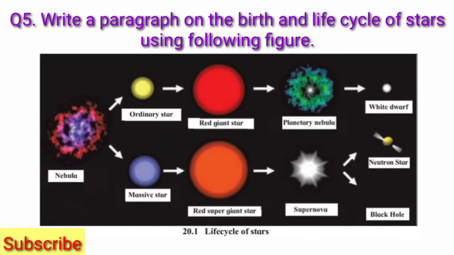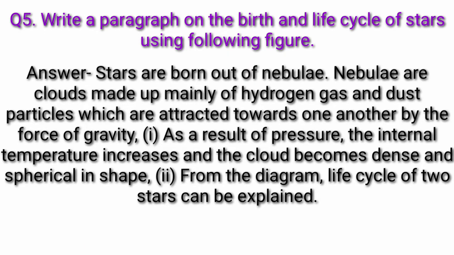Question 5. Write a paragraph on the birth and the life cycle of stars using the following figure. Answer. Stars are born out of nebulae. Nebulae are clouds made mainly of hydrogen gas and dust particles which are attracted towards one another by the force of gravity. As a result of pressure, the internal temperature increases and the cloud becomes dense and spherical in shape. From the diagram, the life cycle of two stars can be explained.